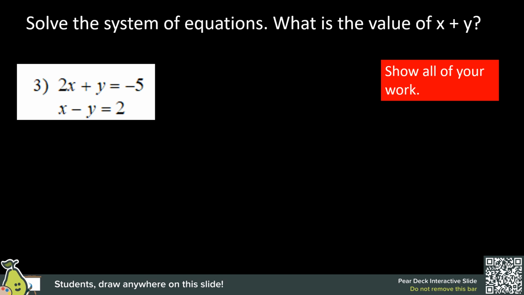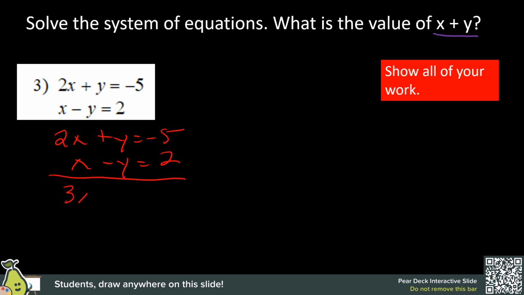Okay, so we got to solve for x and y, but then you see here, what is the value of x plus y? So this is a little added thing here, guys. We're going to have this system, and let's go ahead and use elimination to solve this. We can say 2x plus y equals negative 5, x minus y equals 2, and we'll just add up these two equations. 2x plus 1x is 3x, y minus y simplifies out, equals negative 5 plus 2 is negative 3. Divide both sides by 3, I get x equals negative 1.